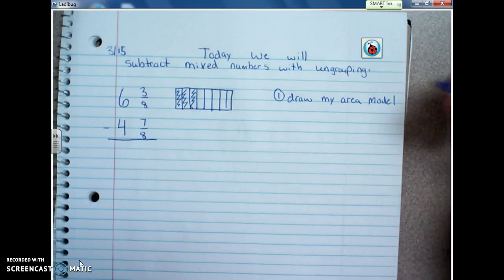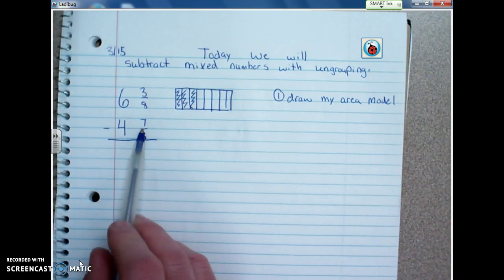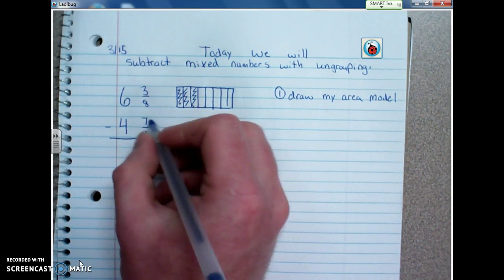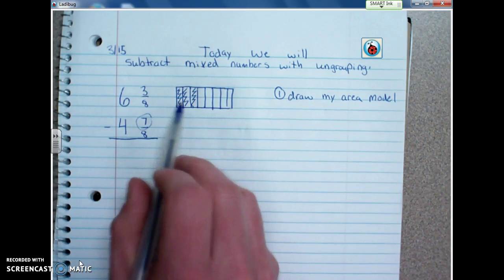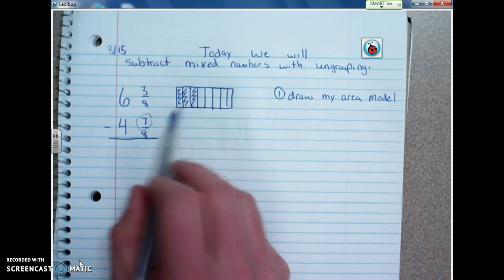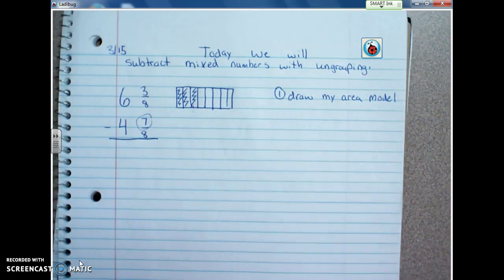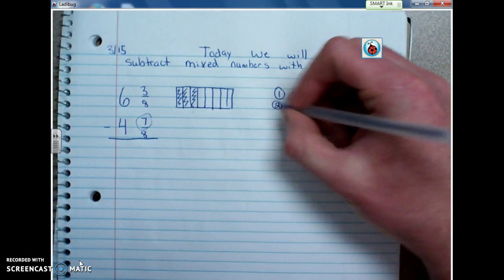So my next step yesterday was just to cross out the pieces that I was taking away. The problem with that, though, is I have to take away 7 pieces, but I only shaded 3 pieces. So I need to ungroup one of my wholes.